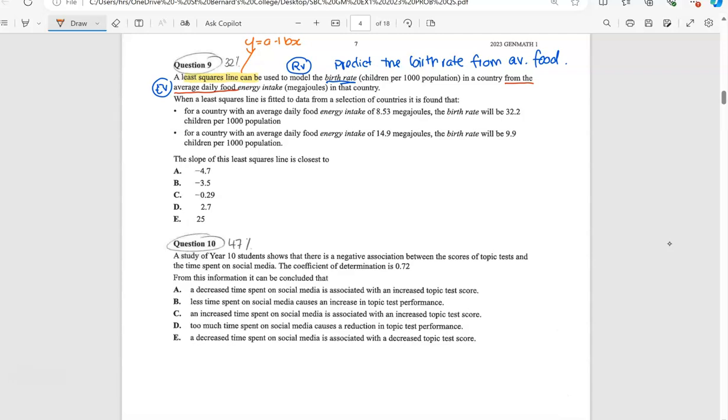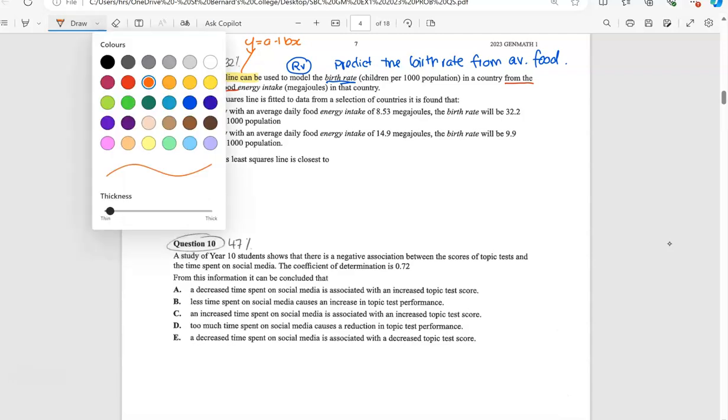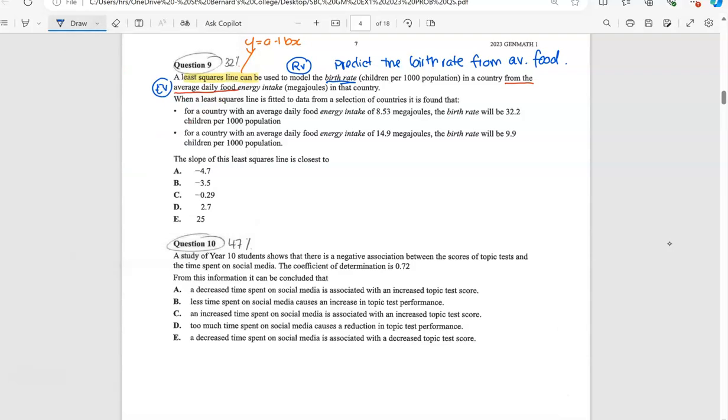It says when the least squares regression line is fitted to the data from a selection of countries, it found that the average food intake of 8.53 got a birth rate of 32.2. What they're essentially doing there is giving you 2 points. Remember, a point has the EV first and then the RV. So here when it's 8.53, I have 32.2, and here if I have 14.9, I get a 9.9 birth rate.